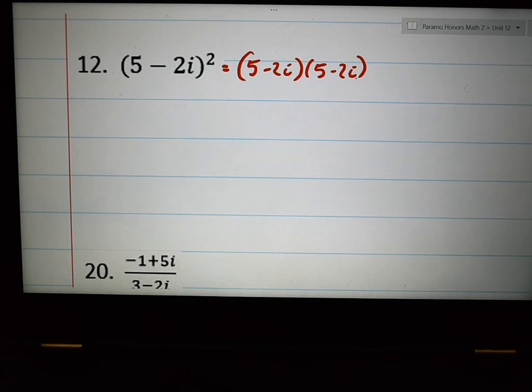Yes? Could you just square root it? So it's just 5 minus 2i? No. We don't know what it's equal to. There is no equal sign when we started, so to simplify, we have to expand.